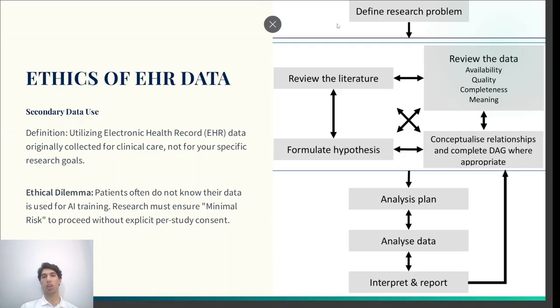And this is the workflow of the research process. First we define the research problem, then review the data. That could include availability, the quality of the data, whether the data is complete or not, and whether it is meaningful. Then conceptualizing the relationships, formulating the hypothesis, and reviewing the literature. This is not just a procedural process; we go from one step to another time and again.